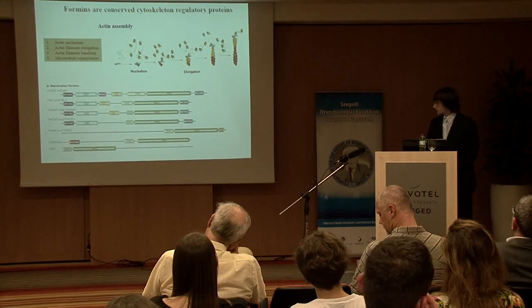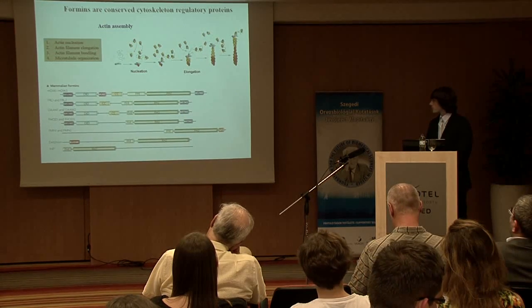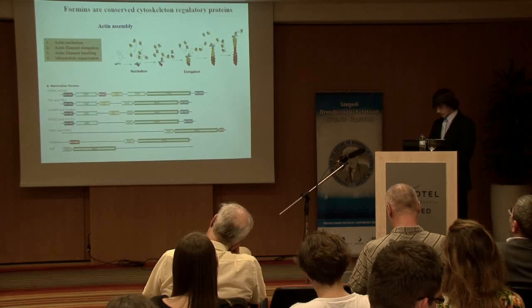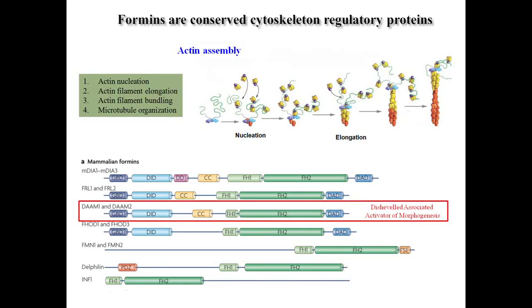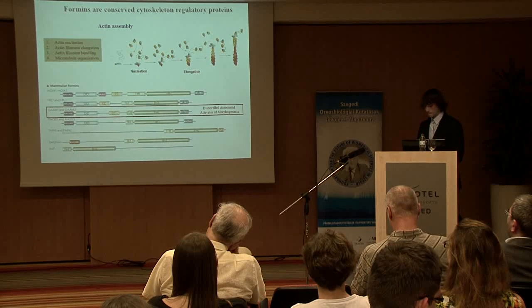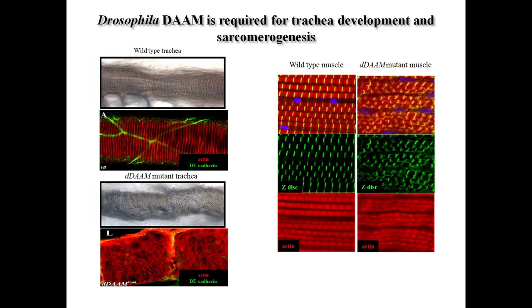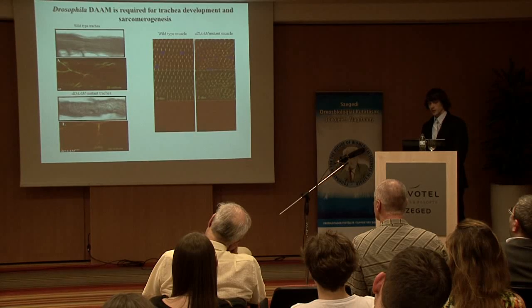Based on sequence comparison, formins are subdivided into 7 subfamilies, and our research focuses on the single Drosophila member of the DAAM subfamily. We got interested in this protein because it exhibits a number of interesting actin-related functions.